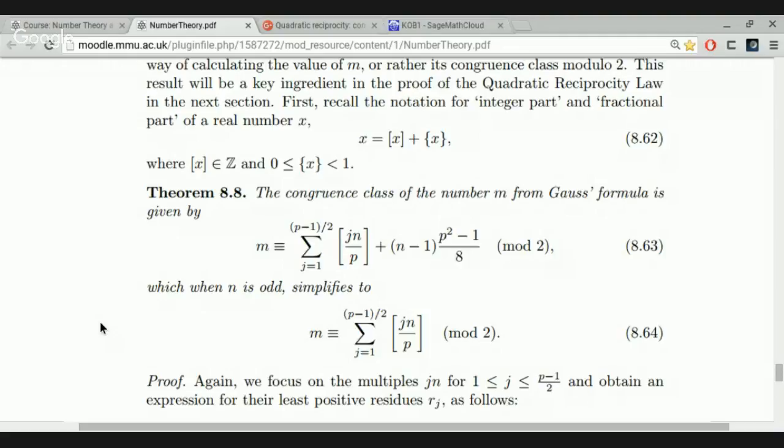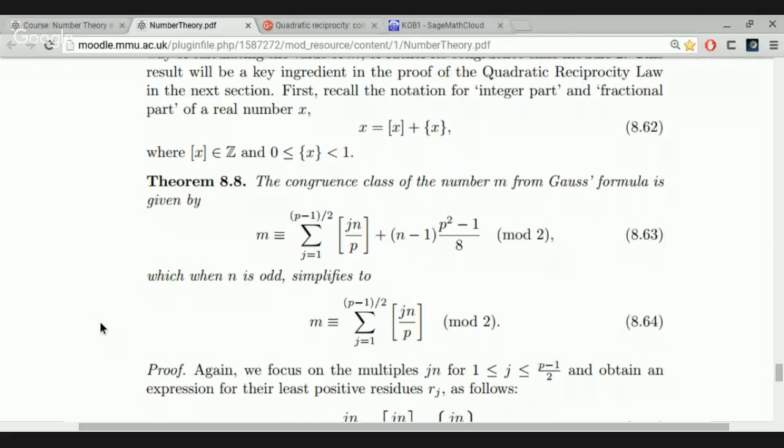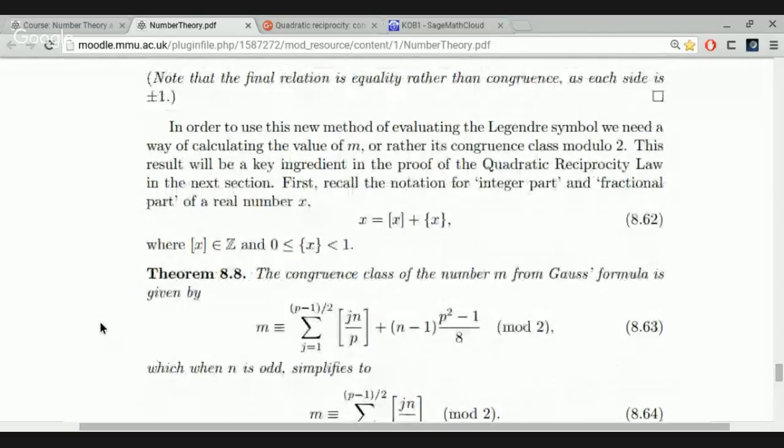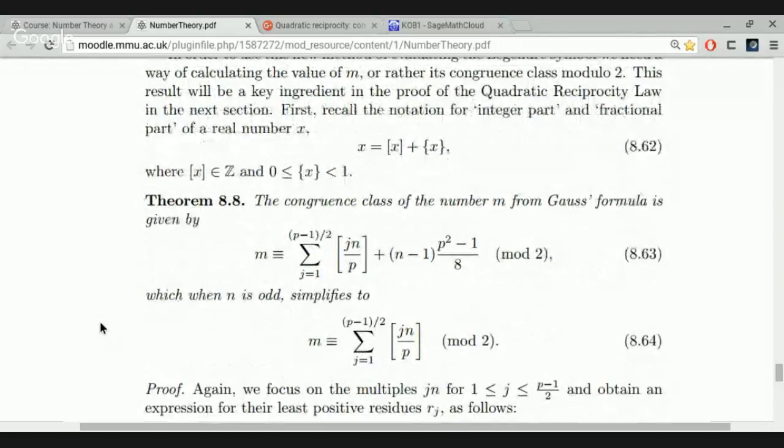Okay, so let's get to it. Let's dive into it. So again, just remember what it is we're doing. We're getting a formula for m modulo 2. That will tell us whether m is odd or even. And m is the exponent of -1 in that expression for the Legendre symbol. So -1 to some power. We just need to know whether the power is odd or even to know whether it comes out as plus or -1.